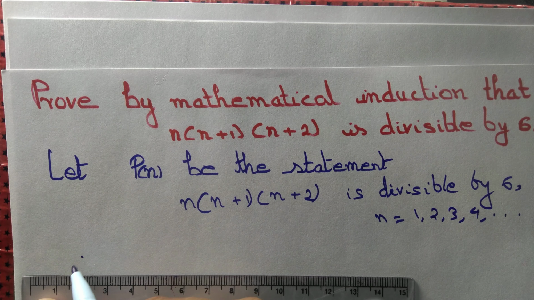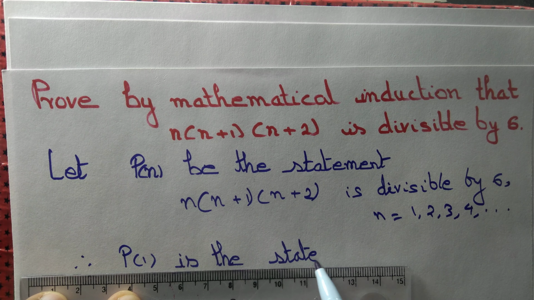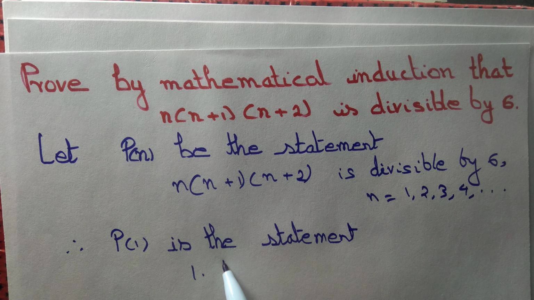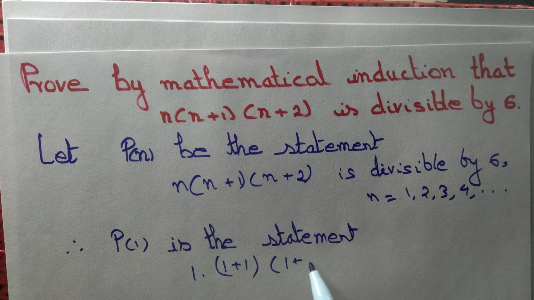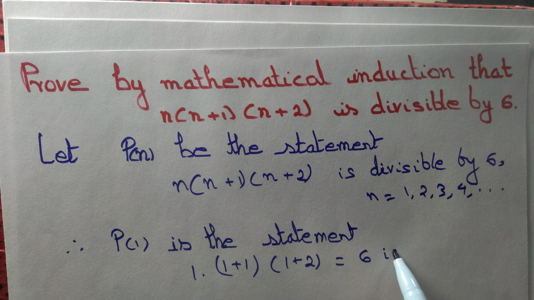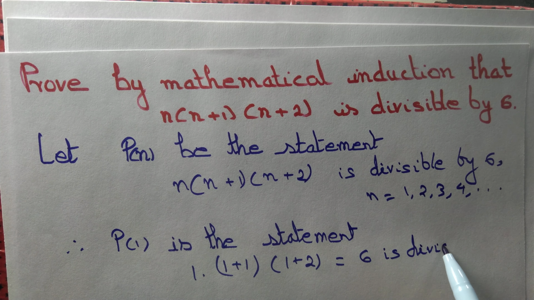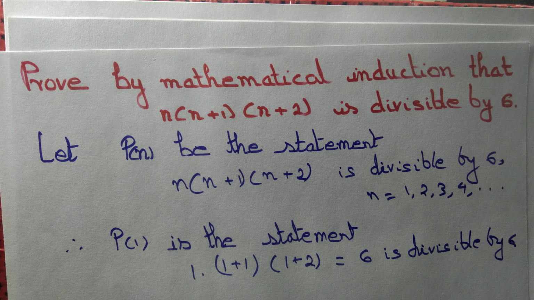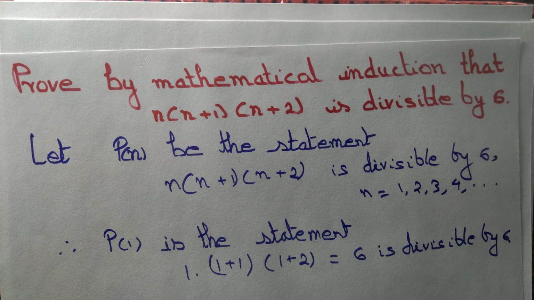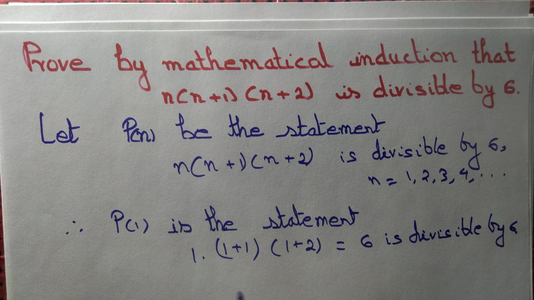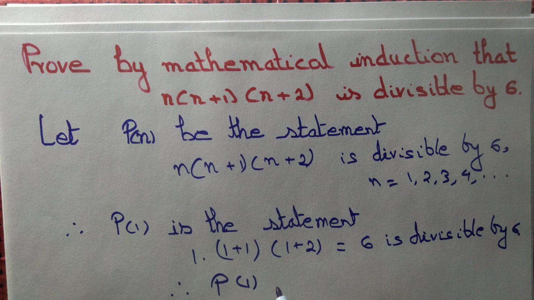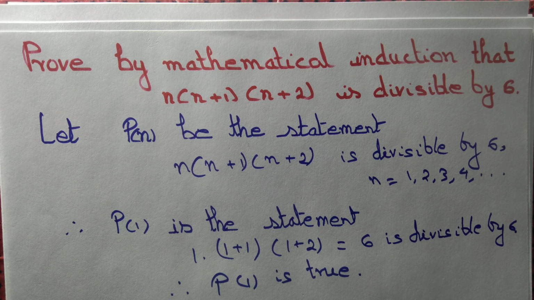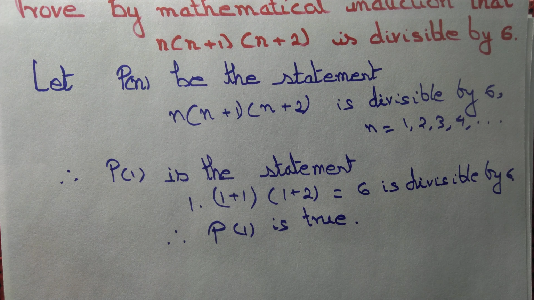Therefore, P1 is the statement: 1 into 1 plus 1 into 1 plus 2, which is equal to 6, is divisible by 6. Is this true? Is 6 divisible by 6? Yes, of course, 6 is divisible by 6. Therefore, P1 is true. So, the statement is true for the starting point.